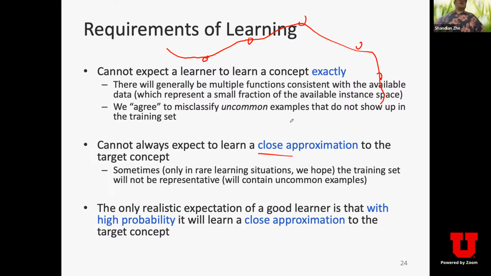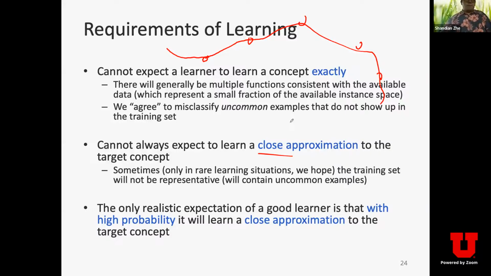So if you have a high quality training data set, which is a very good representation of the whole instance space and reflects all the properties of the data distribution, it might be possible to get a close approximation to a target concept, right? But as we just discussed, the training data is random. This time you get a very good quality training set, right? Next time you might have a bad quality training set, which can end up with a very bad hypothesis.